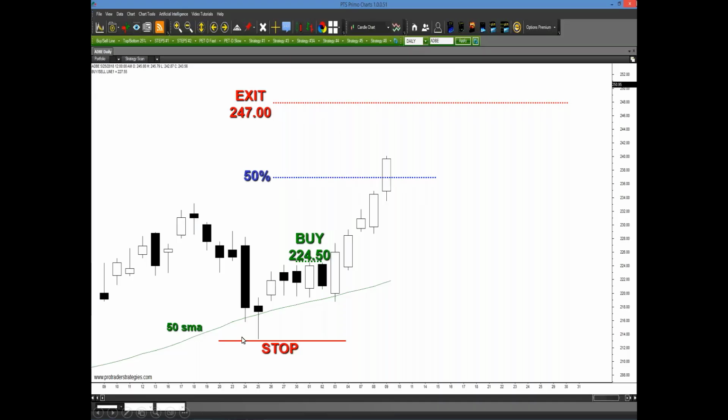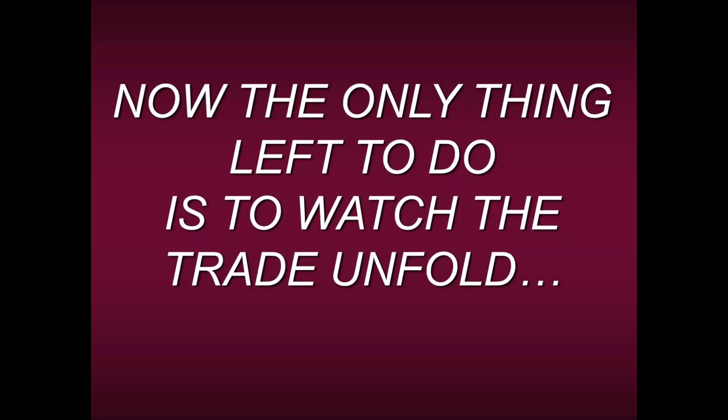So this now means that we will cancel this stop and move our stop to where we entered. So now we're playing with house money. We have nothing to risk. We can sit back and watch. This is where trading gets simple, because now the only thing left to do is watch the trade unfold.